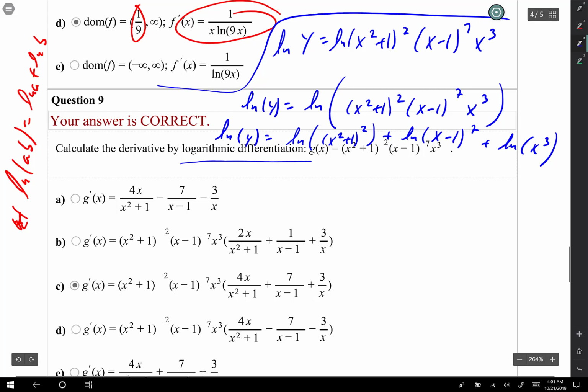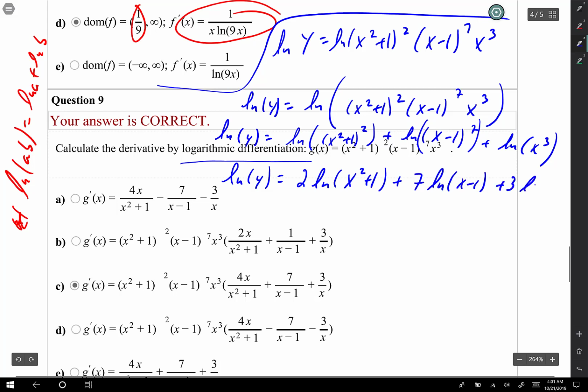All right, so continuing. I'm not going to take a derivative yet. I'm going to move the exponents to the front. So now I have this: ln of y is equal to 2 ln of x squared plus 1 plus 7 ln of x minus 1 plus 3 ln of x. And now I'm ready to take a derivative.